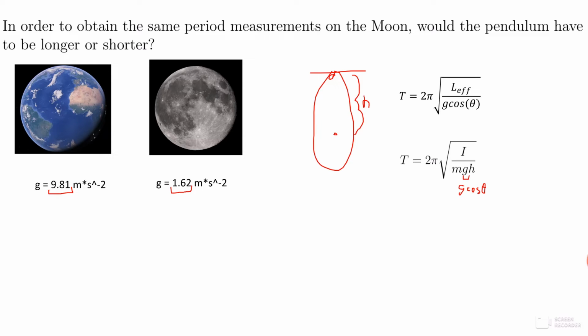So when we have this formula, we assume that everything is constant: the period, because we have the same period, the inertia, 2 pi, the mass. There are only two variables that change, g and h. And as we know, g is reduced, so g goes down. So in order to counteract this, as g and h are directly proportional, h has to go up. h has to be larger to counteract the lesser gravity. So therefore, this means that the pendulum as a whole has to be longer as h gets larger.